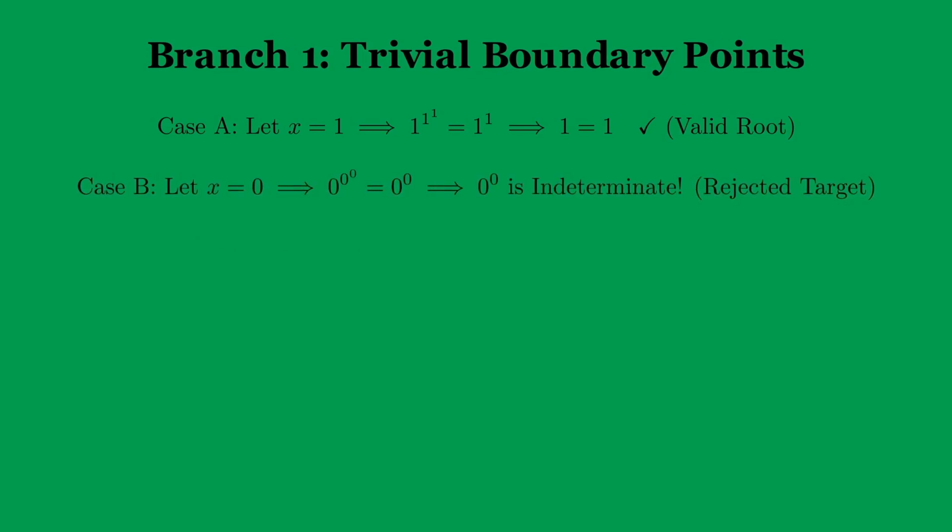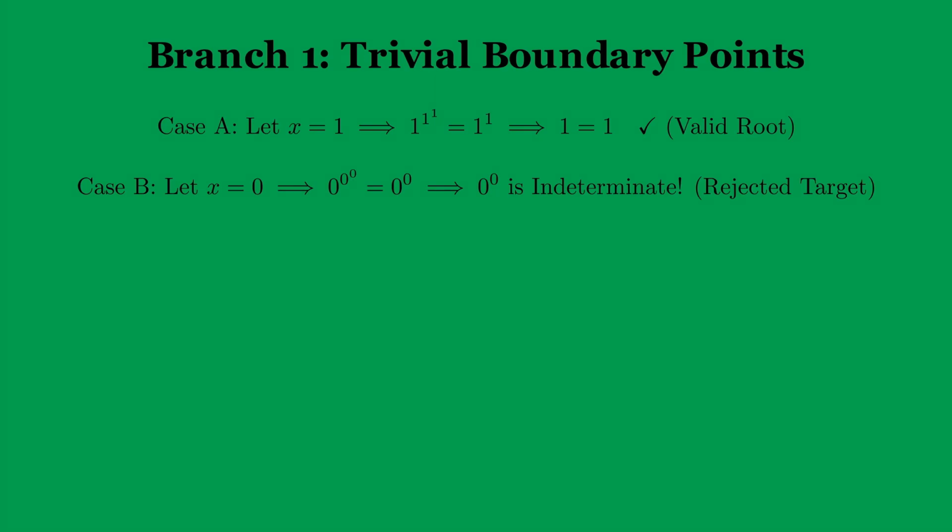Case B, x equals 0. Now test x equals 0. Substituting 0 gives 0 raised to the power of 0 equals 0 raised to the power of 0. Since the expression 0 raised to the power of 0 is mathematically indeterminate, this case is rejected. Therefore, x equals 0 is not accepted as a real solution.